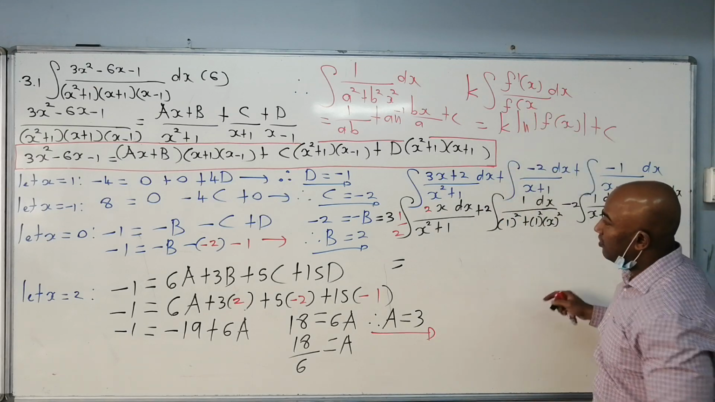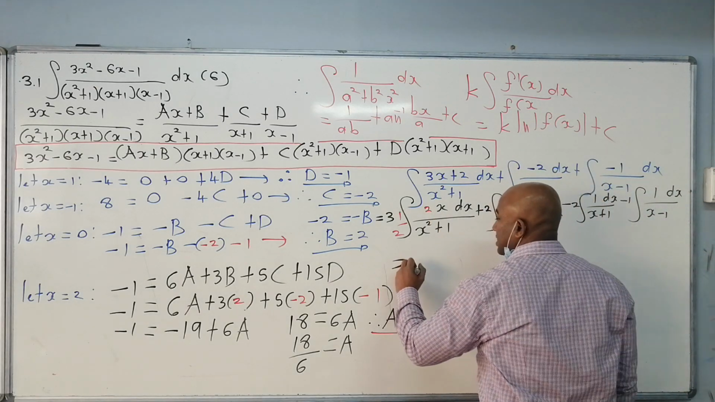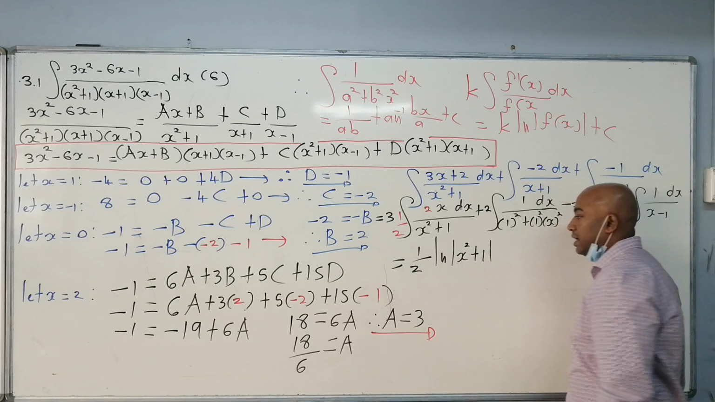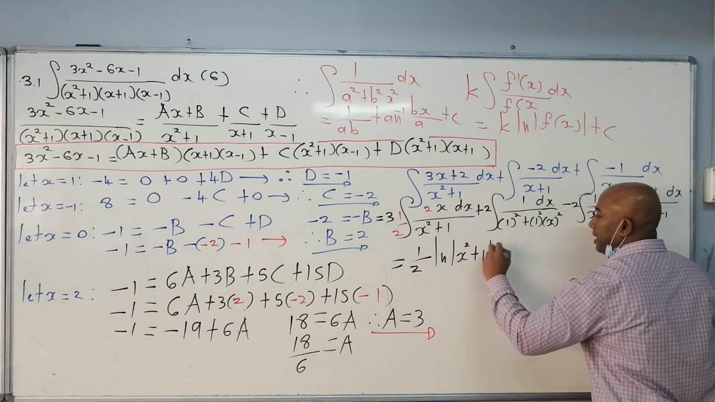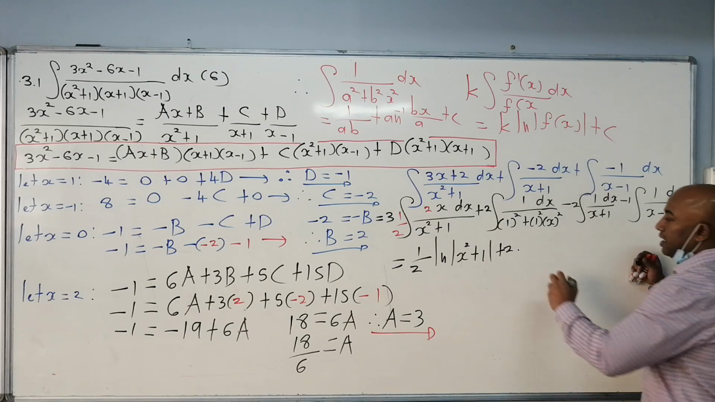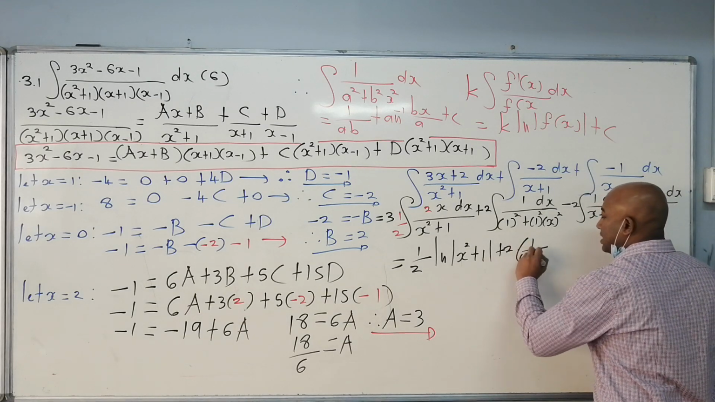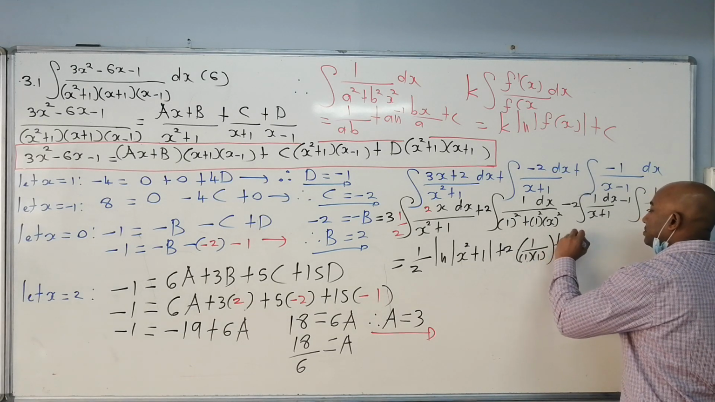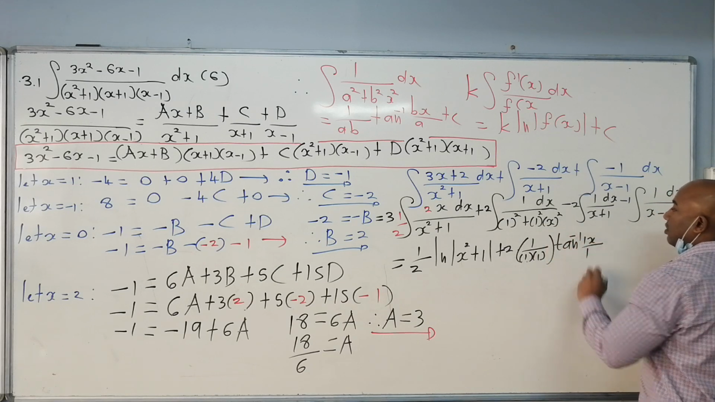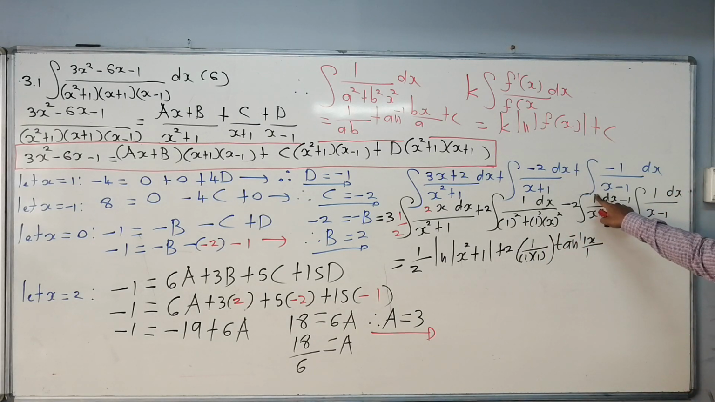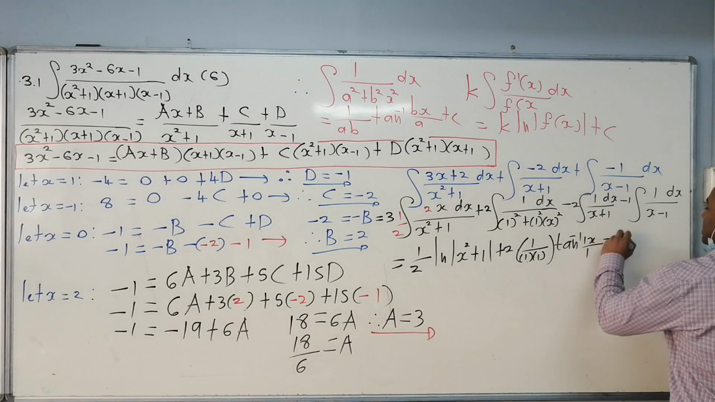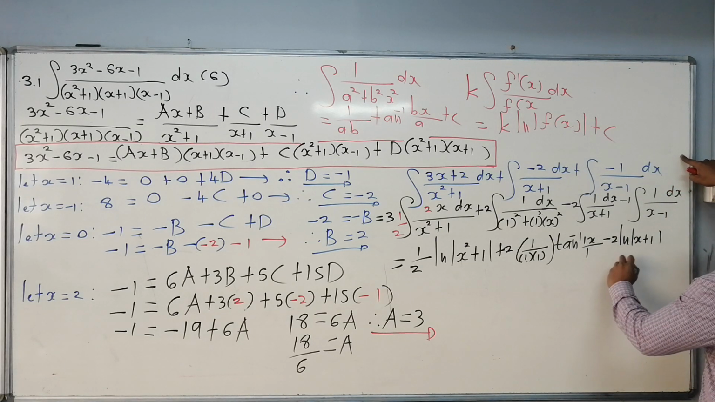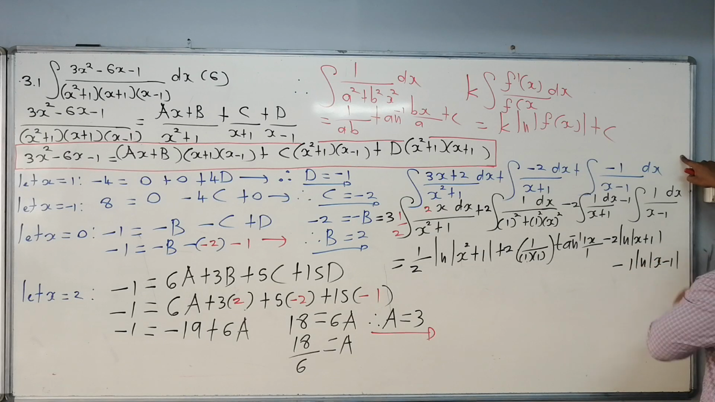The f prime x over f of x, numerator is the derivative of the denominator, so the answer is going to be half ln absolute value of x squared plus 1. Here, this is going to be plus 2 times 1 over ab, so that's 1 over 1 times 1, inverse tan bx over a, 1x over 1. Here, f prime x over f of x, that's going to be minus 2 ln of x plus 1. And here, same thing, that's going to be minus 1 ln absolute value of x minus 1.